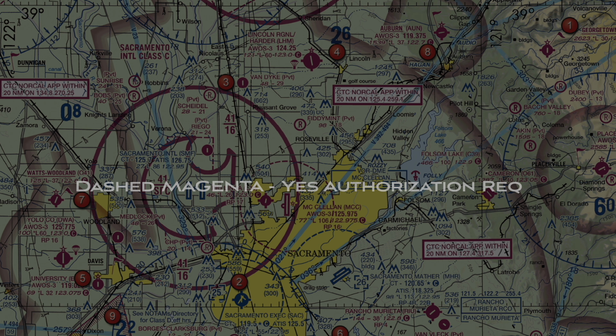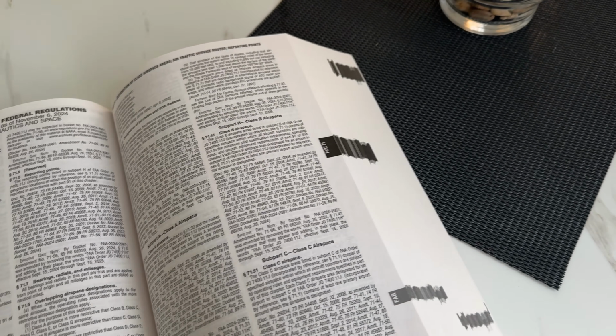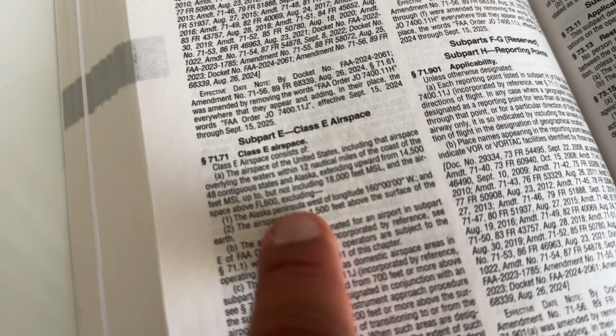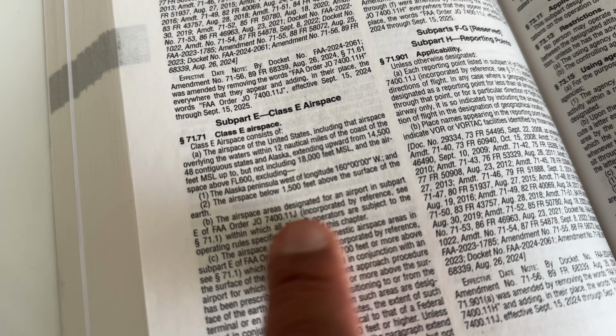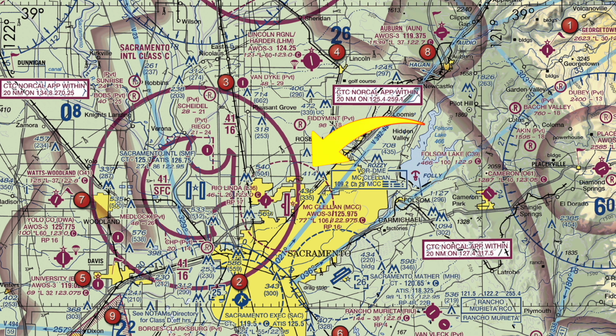The thing that was confusing everyone, the mistake that everyone was making, is that there is a definite distinction between a faded magenta line Class E airspace and a dashed magenta line Class E airspace. One requires authorization and the other one you can fly without authorization. And this little bit of information that I just gave you is going to help you avoid making mistakes when you're taking the Part 107 exam.